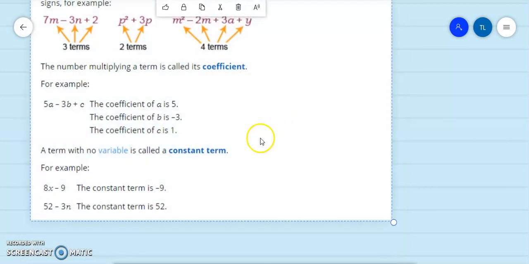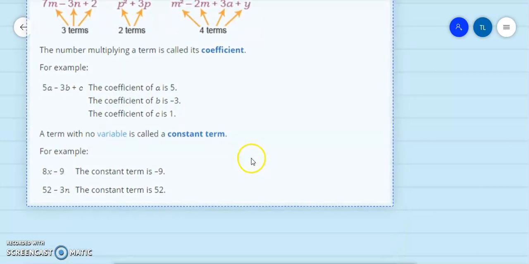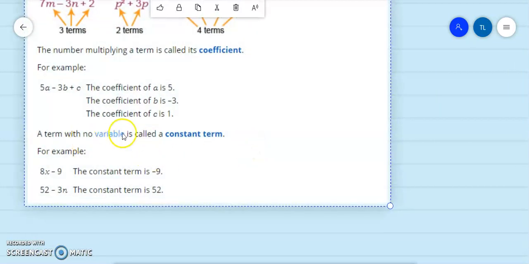And then for example, a term with no variable is called a constant term, as I said before. For example, 8x minus 9, the constant term is minus 9. And don't forget to take the sign, yeah. So it means 8x plus negative 9. So the constant term is negative 9.